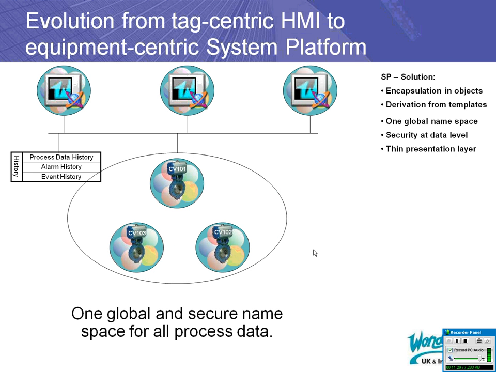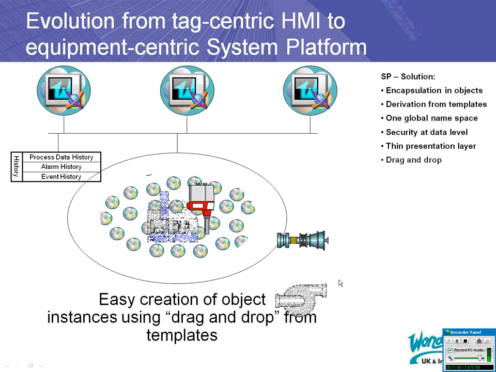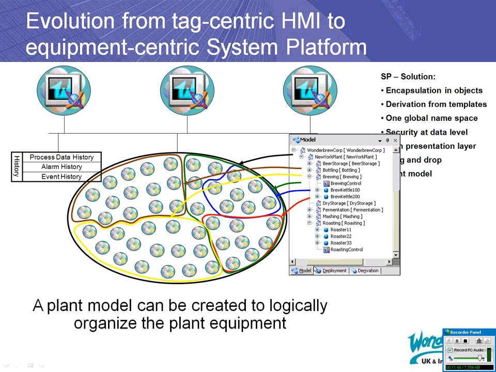So we take those objects which we've derived from our template and we store them in one global configuration area, which is called the galaxy. So this is done by dragging and dropping from our templates to create our instances. And this goes to actually build up a plant model, which looks like a physical representation of the plant. So you have areas within the plant, for example, you've got roasting, and within that roasting area you have roaster 11, roaster 22, roaster 23. So when you're actually drilling down to find an asset within the plant, you can drill down through the model and find it in a logical manner.